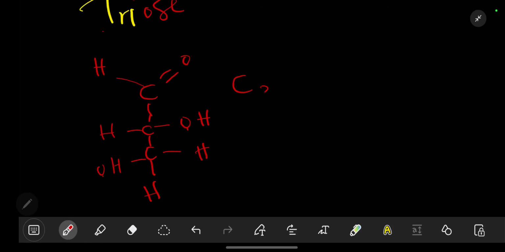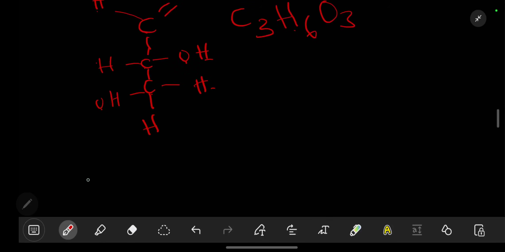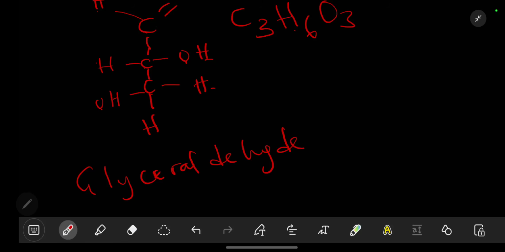So this one is our C3H6O3. Let's count. We have 1, 2, 3 carbons, then hydrogens 1, 2, 3, 4, 5, 6. Then we have 3 oxygens. An example of a triose that we might have is glyceraldehyde. So this is our example.